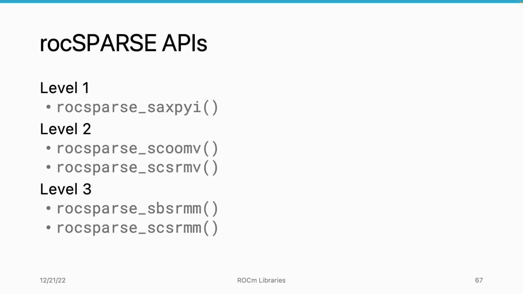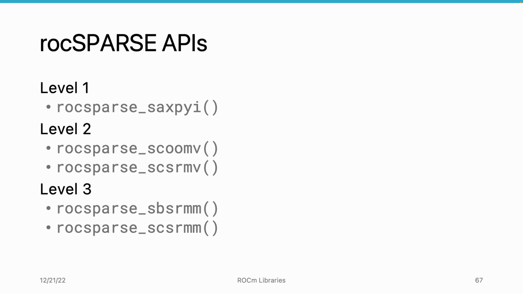And finally, what APIs rocSPARSE provides is actually very similar to rocBLAS, and we have level 1, level 2, and level 3 operations. In level 1, we're dealing with vectors. In level 2, we're dealing with matrix and vector operations.